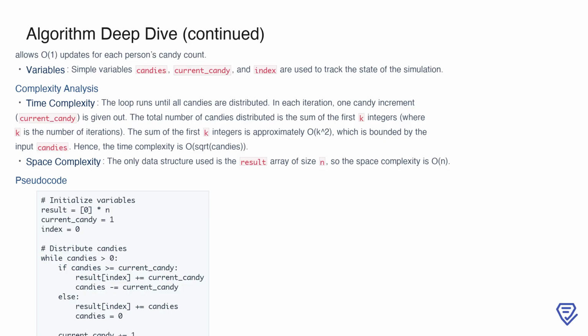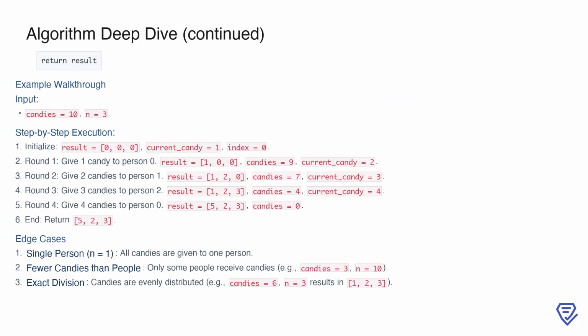When all candies are allocated, return the result array. To see this algorithm in action, let's walk through an example. Suppose we have candies equals 10 and n equals 3. Initially, the result array is [0, 0, 0], current_candy is 1, and index is 0.